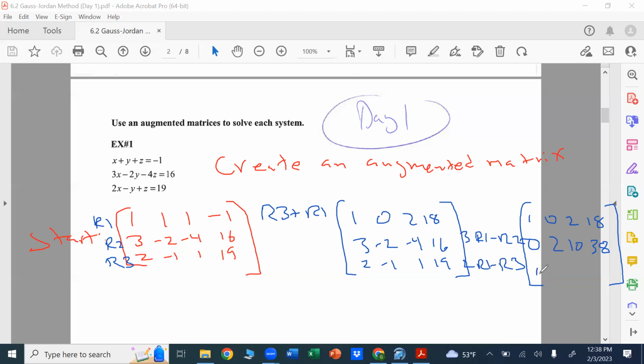So I get 0 again. And then I get 1. And then I get 4 minus 1, which is 3. And I get 36 minus 19, which is 17. Okay.